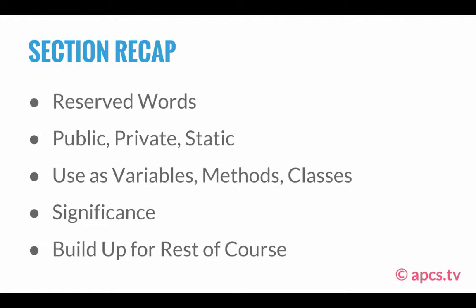Now we use these keywords when we're declaring variables, methods, and classes. So each keyword has a different significance. For example, the public, as you can tell, means that the variable, method, or class is accessible to all, and basically any object can access it.